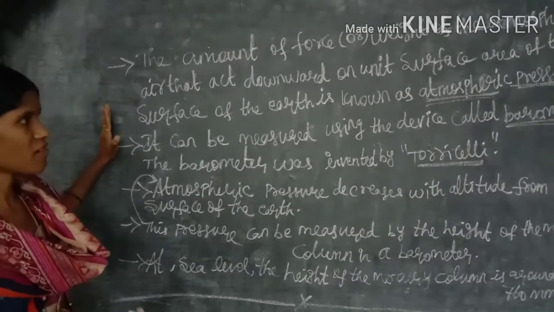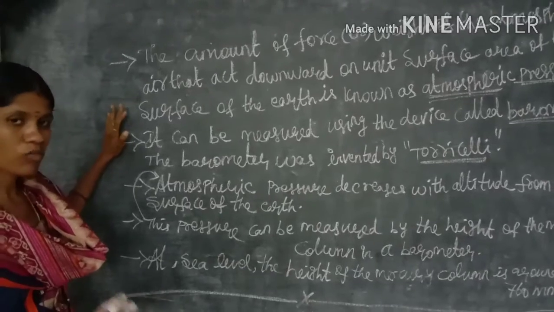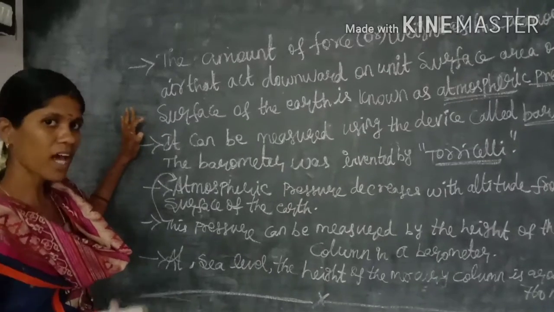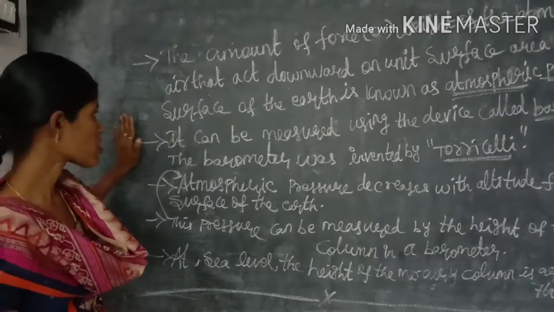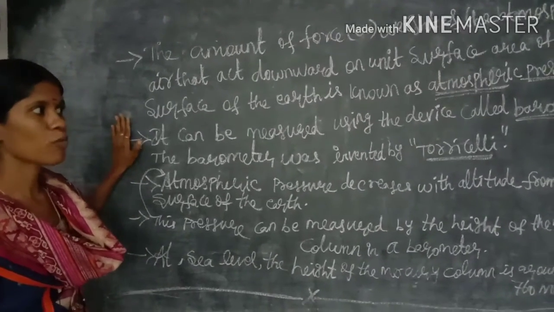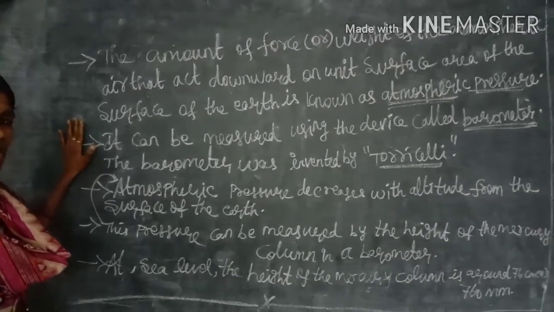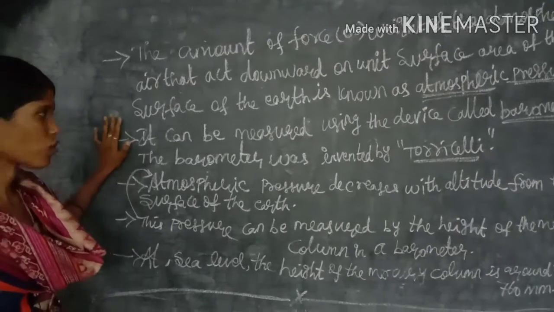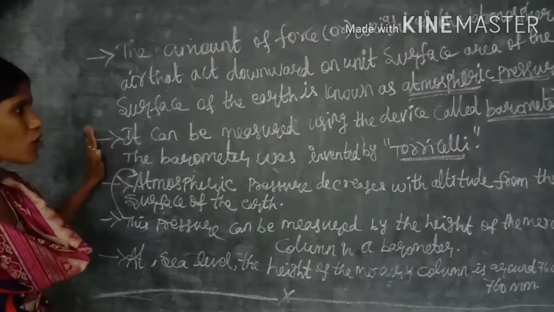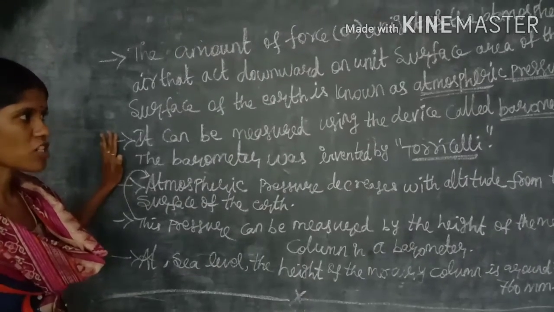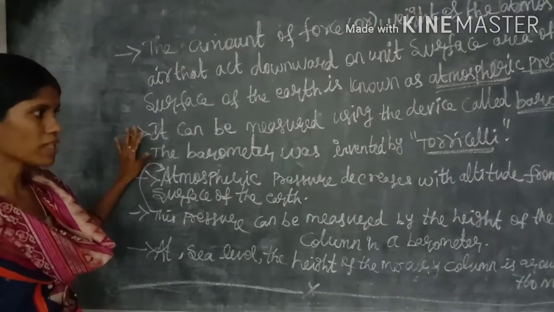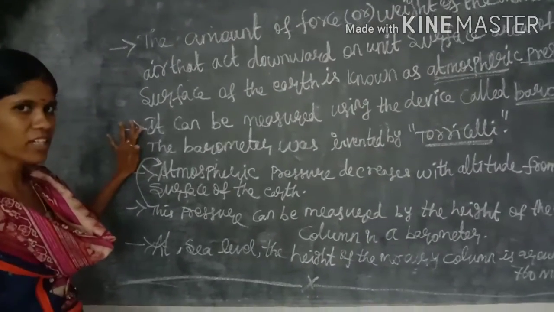The force or weight of the atmospheric air acts downward on the unit surface area of the surface of the earth. That is known as atmospheric pressure. Atmospheric pressure is measured using a device called a barometer. Normally pressure is measured by a device, and similarly atmospheric pressure is measured by the barometer. The barometer was invented by Torricelli.